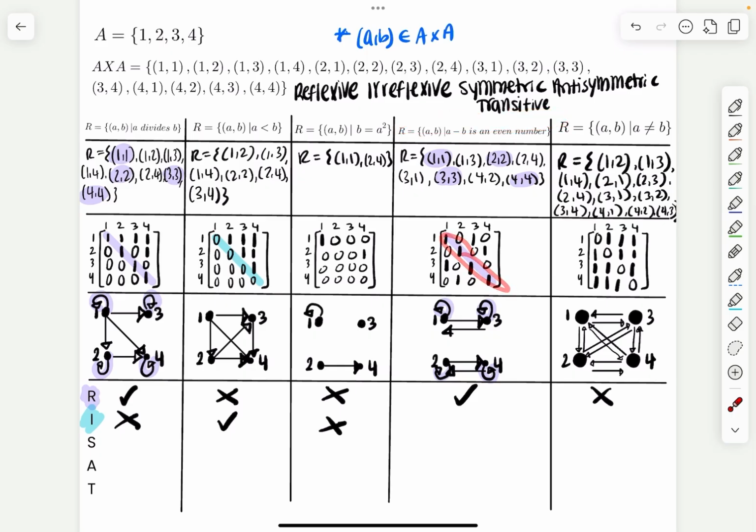Well, it's not going to be reflexive. So no, because I don't see all zeros on the main diagonal. I see at least one twin. I see at least one loop. So no. Is this relation irreflexive? Well, I see all zeros in the main diagonal, so yes it is.